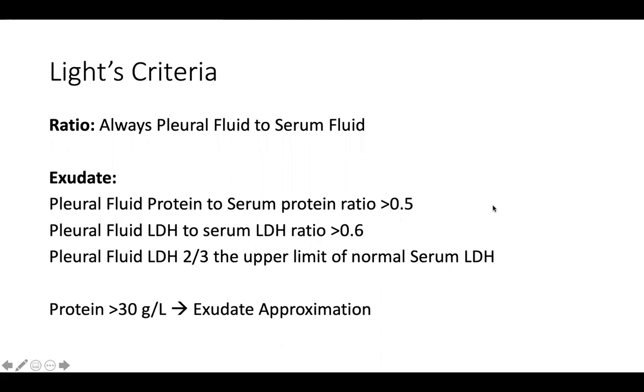The other useful thing, just briefly, is that if you've got a protein of more than 30, that's quite a lot of protein to be having. Think exudate as your approximation. So we've talked for a couple of minutes about that. I'm just going to leave it there, try and get it sorted in your head so that if you're having a moment of panic, you know what your Light's criteria is and you're feeling really confident with that. Again, if you want to ask any questions at this point, feel free to.